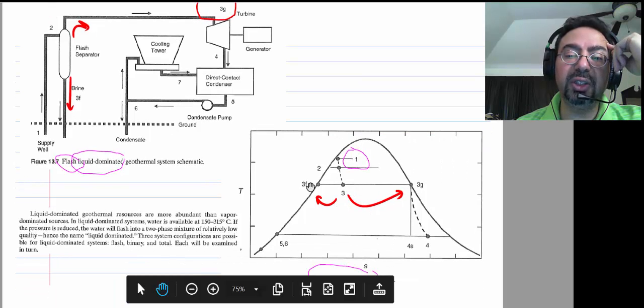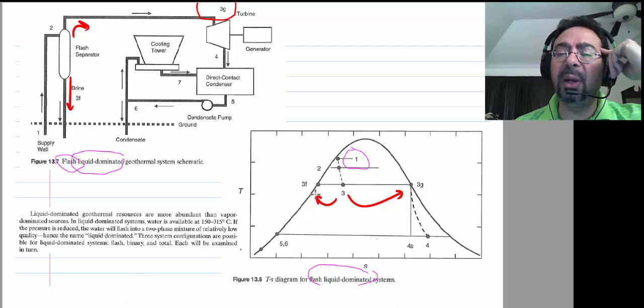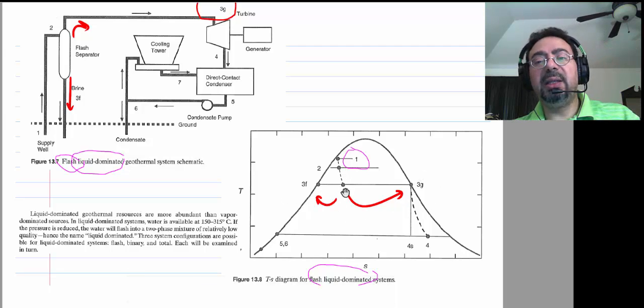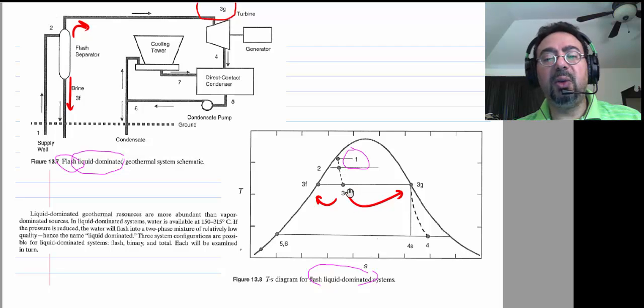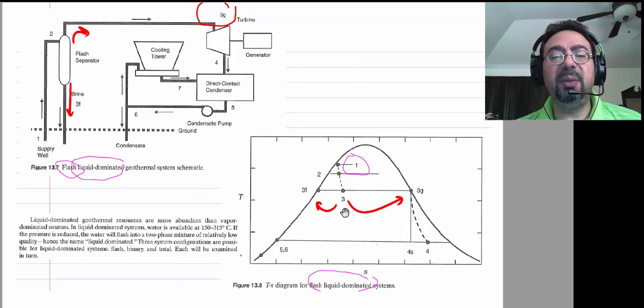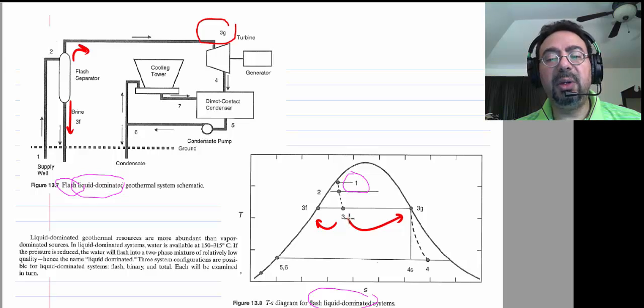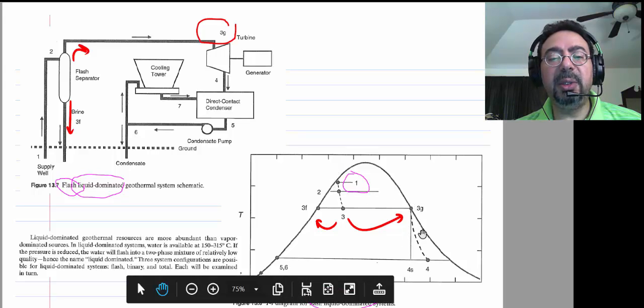So I'm saying H3 minus H3F divided by HFG is the quality at 3. And again, that quality at 3, if it's 10%, 15%, 20%, whatever number it is, that's basically how much m dot 3G divided by m dot 1. Okay, and so that goes into the turbine, and we have seen this before, right?